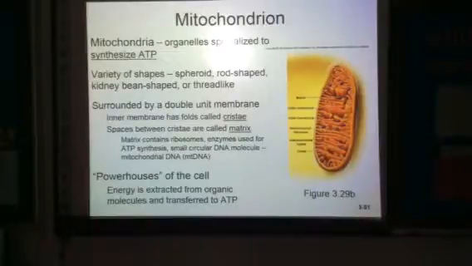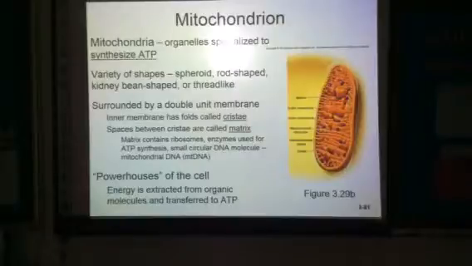So these little squiggly lines on the inside are inner membranes. It does have a double bound membrane system. Those inner membranes are called the cristae. The space between the cristae are called the matrix. The process of cellular respiration occurs in both of those areas. So the first step happens in the matrix, and then the second part happens in the cristae. But the mitochondria is very important.